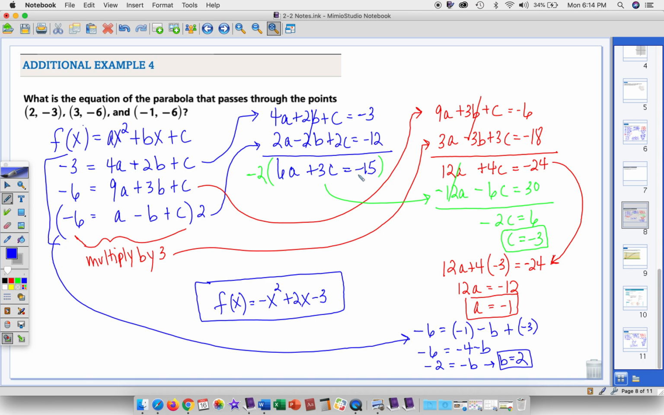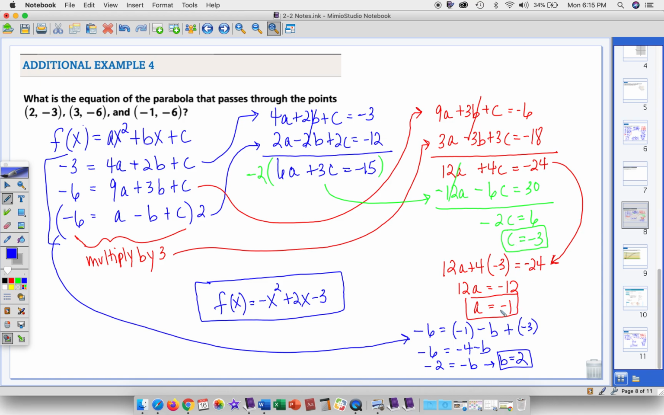I took this one and multiplied by negative 2. That gives me the equation in green. Negative 12a minus 6c equals 30. When I add these together, the a's will drop out, and I can solve for c, and I get negative 3. I used this equation, so you can use any equation that involves c and a. So I could have used this one as well. It doesn't matter. I chose to use this one, so I plugged negative 3 in for c and solved for a, and I got negative 1.